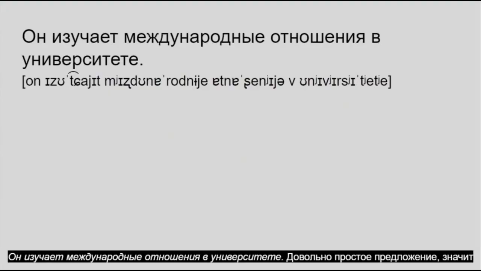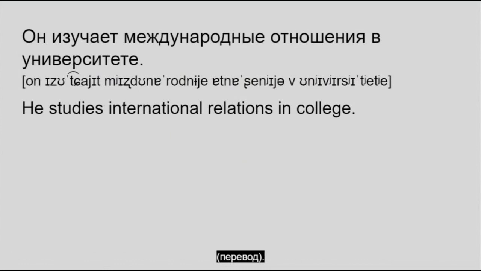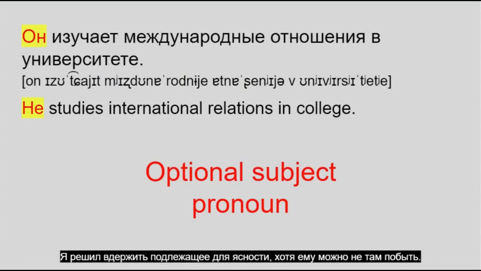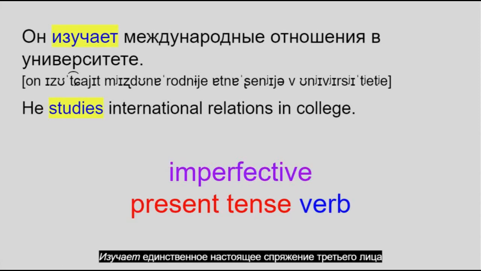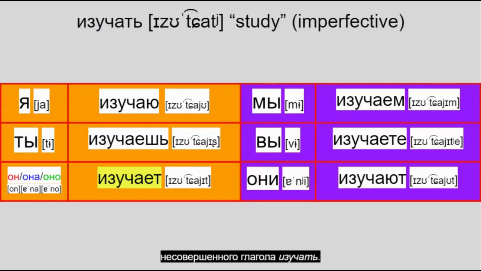Now, finally, we'll see some example sentences. First up, он изучает международные отношения в университете. Fairly simple sentence, means he studies international relations in college. I decided to leave in the subject for clarity, although you could just not have it. Изучает is the third-person singular present conjugation of the imperfective verb изучать.